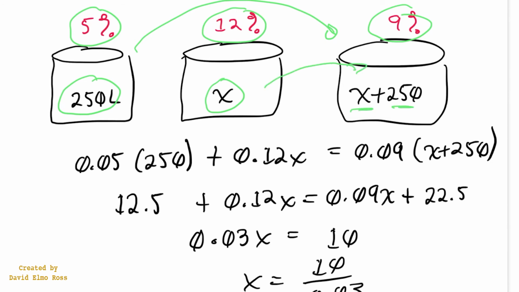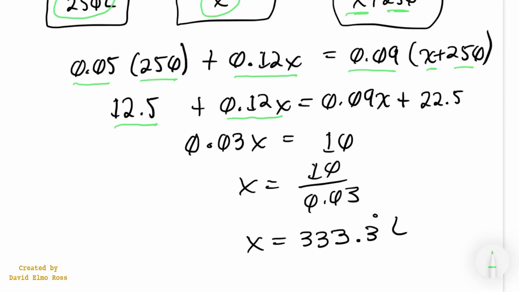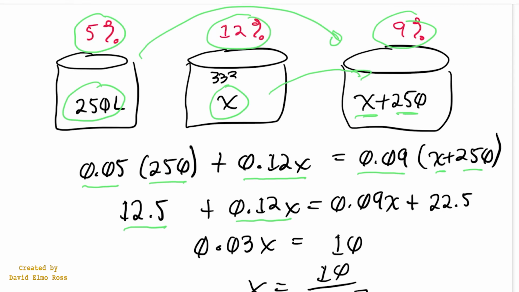So again, we're going to come up with a formula such as 0.05 times 250, which is 12.5 liters. Then we have 0.12x is equal to 0.09 times (x plus 250). When we do the solution, we find that x is equal to 333.3 repeated liters. So we're going to need 333.3 repeated liters here to do that, which means that our answer for our total amount in our final solution is going to be 583.3 repeated liters here.